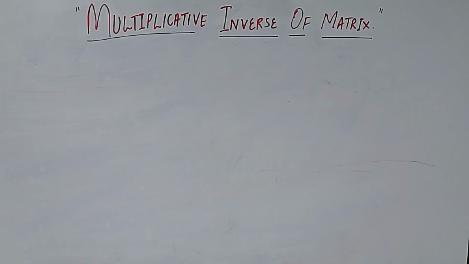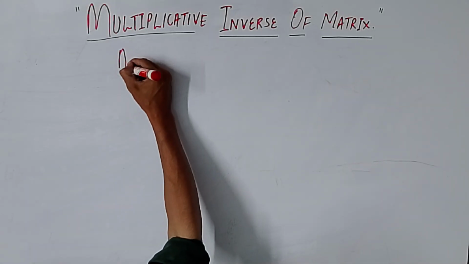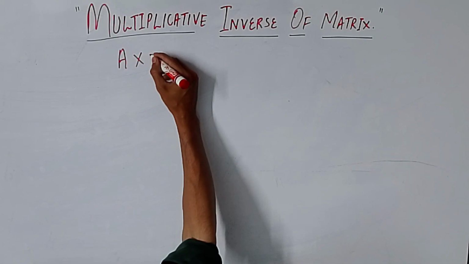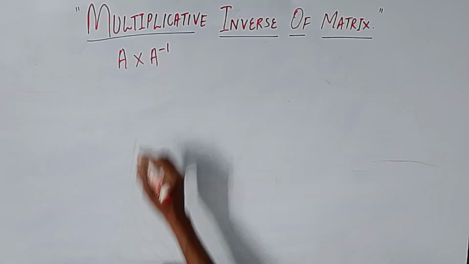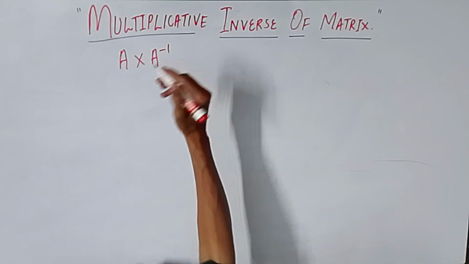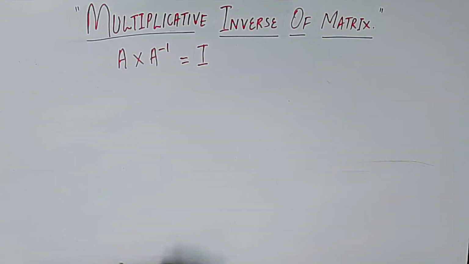In this video we will learn how to find the multiplicative inverse of a matrix. When we talk about multiplicative inverse, it means that if there is a matrix A and you multiply it with its inverse, that is what is called multiplicative inverse. So your answer should be an identity matrix.